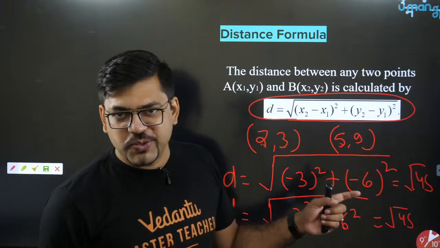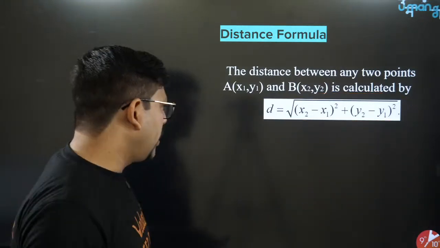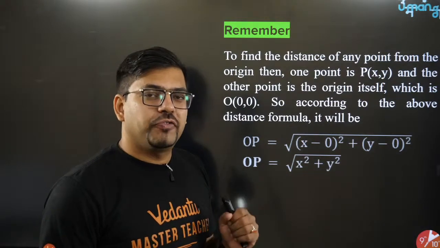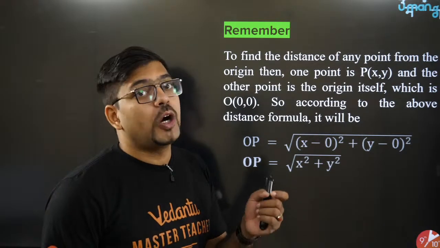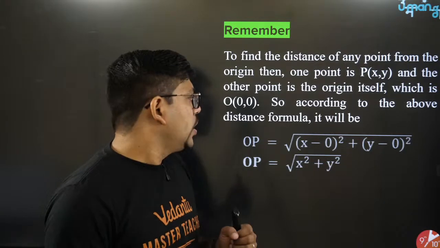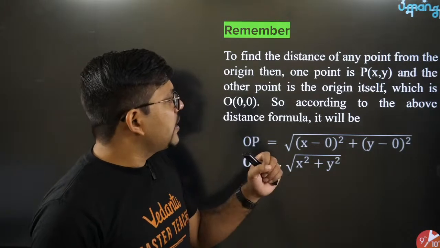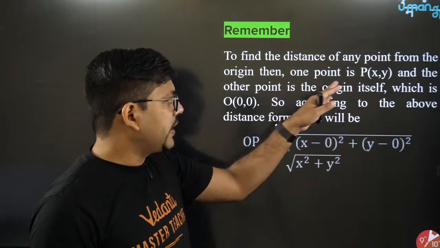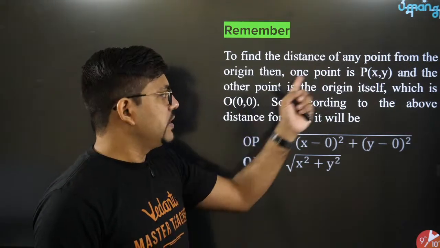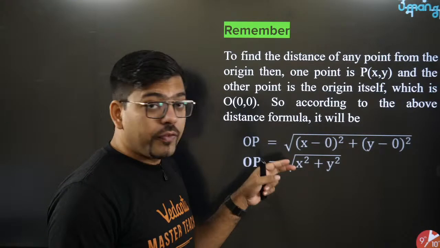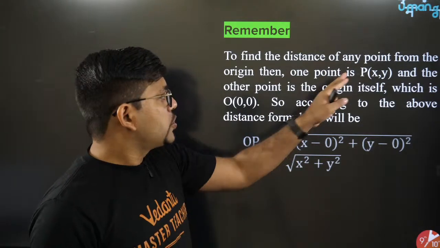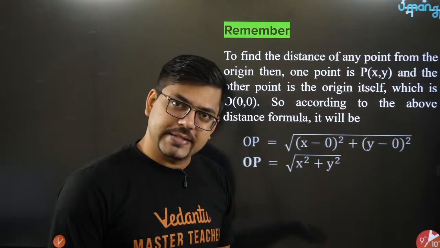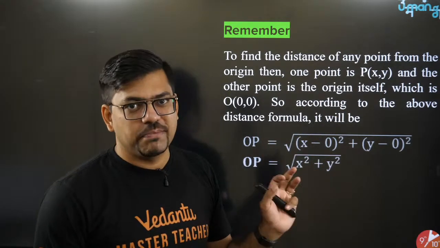So I hope you all understood it. Okay? If you all understood, let's move on. It's pretty simple. Now, if we have to find the distance of any point from the origin, what is the origin? Origin is nothing but (0, 0). So if we have to find the distance of a point (x, y) from (0, 0), one of the coordinates will become 0. So I'll do (x minus 0) whole square plus (y minus 0) whole square. This is very simple: root under x square plus y square. As simple as it is.